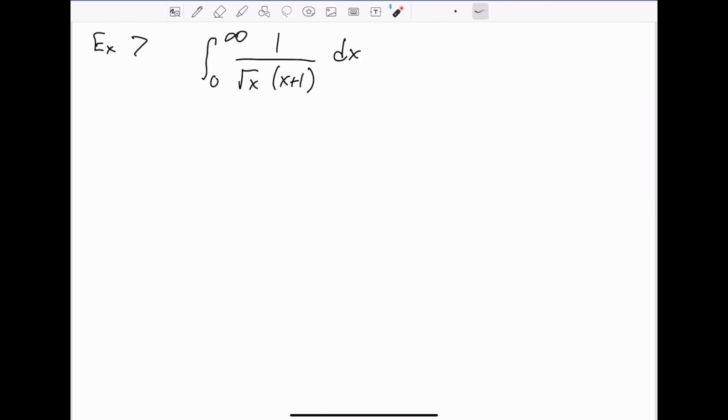Well, since we have a problem at both limits of integration, I need to split this integral into 2 separate integrals, each only having one problematic limit. So I could split at any value between 0 and infinity. I'll just split it up when x equals 1. So I write this as 2 integrals. The first one from 0 to 1. And the second integral is from 1 to infinity.